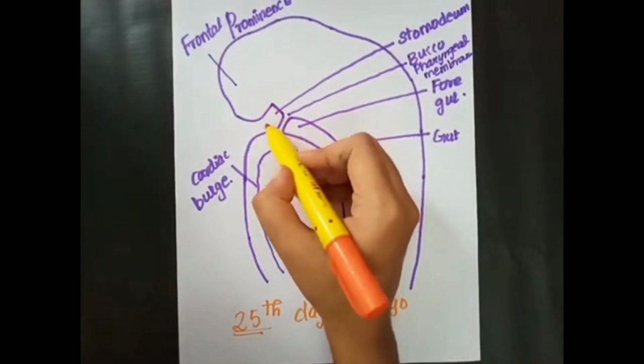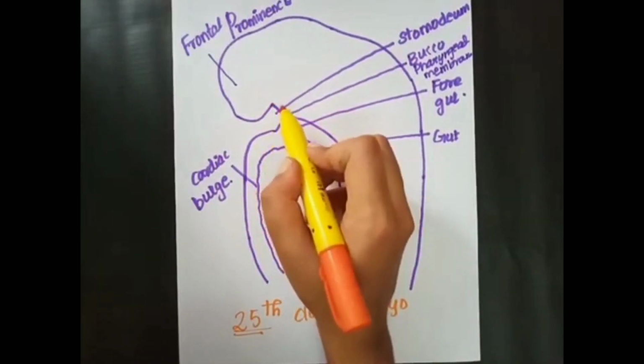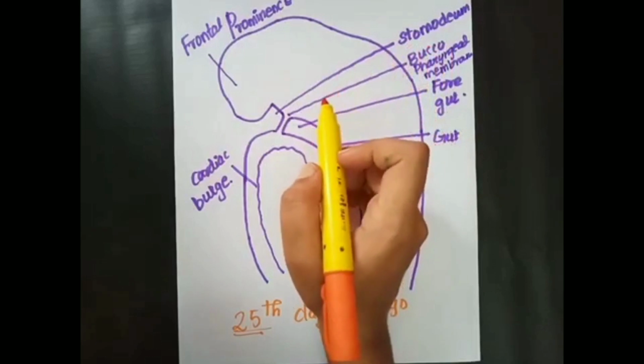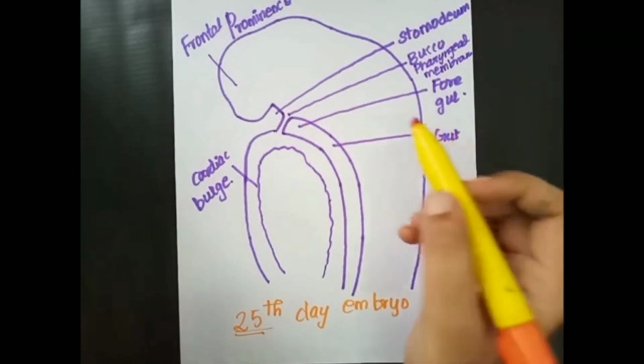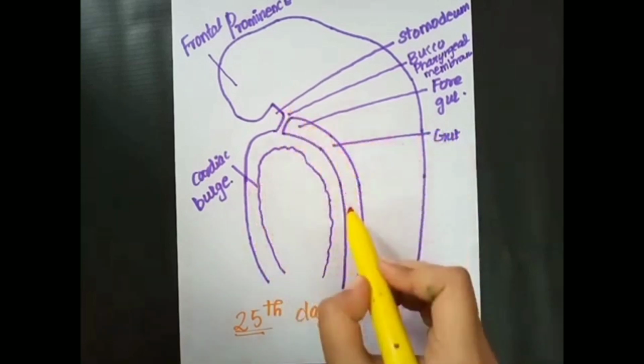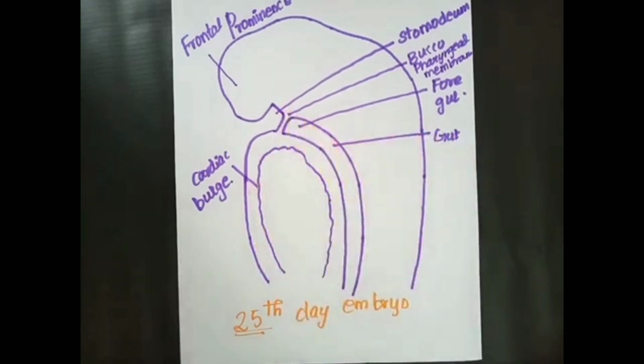This is stomodium. It is nothing but a primitive oral cavity, that is, a developing oral cavity of a fetus in the mother's womb, alright? And this is gut. Gut is divided into foregut, midgut, and hindgut, okay? And foregut consists of the anterior part of the alimentary canal.